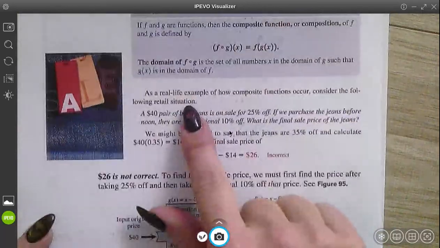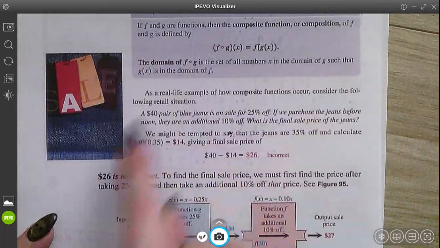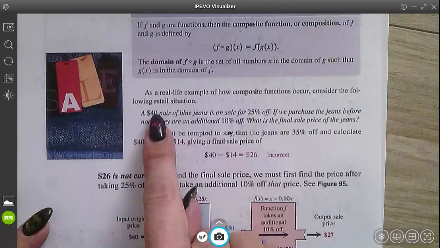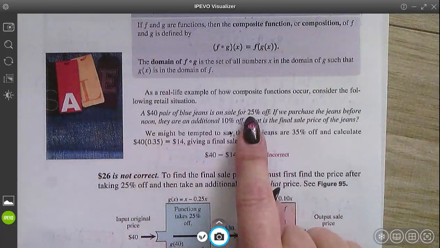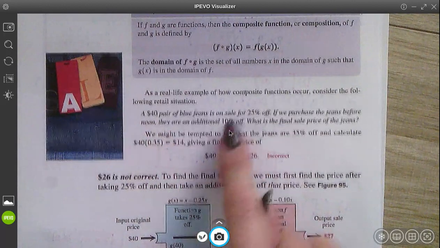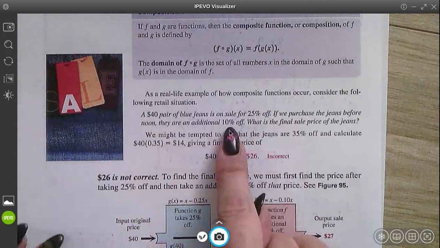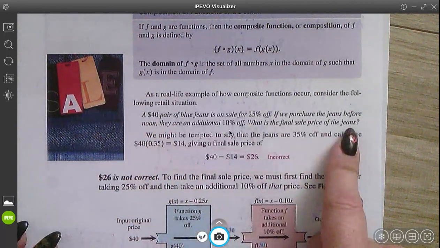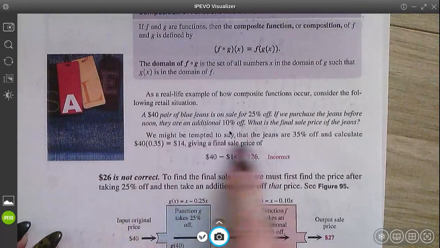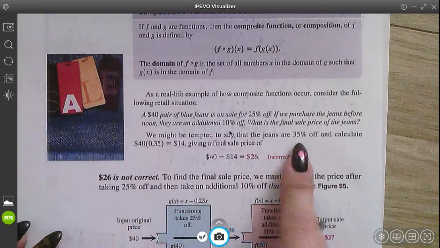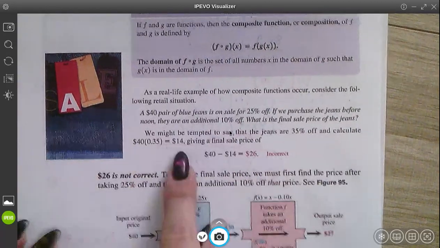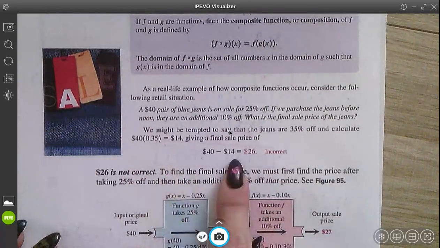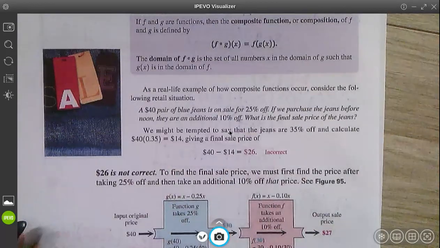Here's a real life example of how composite functions happen. Consider the following retail situation. There's a $40 pair of blue jeans that's on sale 25% off, but if you purchase them before noon, they're an additional 10% off. So what is the final sale price of the jeans? We might be tempted to say that the jeans are 35% off because it's 25% and then an additional 10%, which would make them $14 off, so $26, but that is not correct.